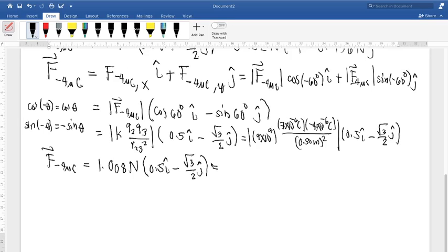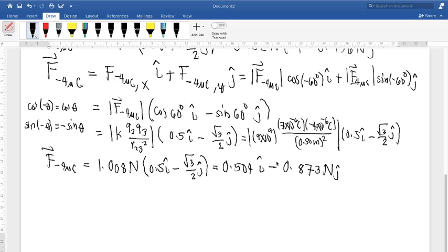So we can simplify. We can distribute 1.008 sa ato ang expression. So that is 1.008 times 0.5 is 0.504 i hat. Next, 1.008 times square root of 3 over 2. So that is equal to 0.873 approximately Newton j hat. Okay, so this is our expression.